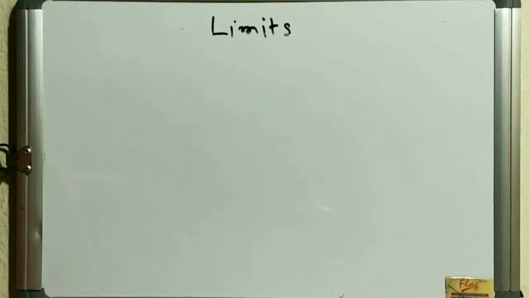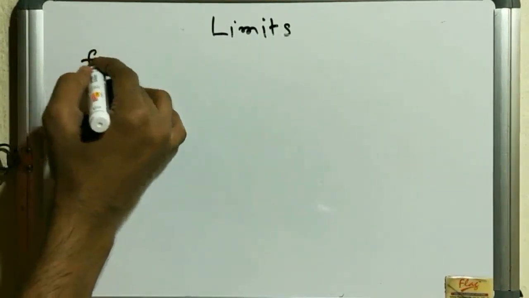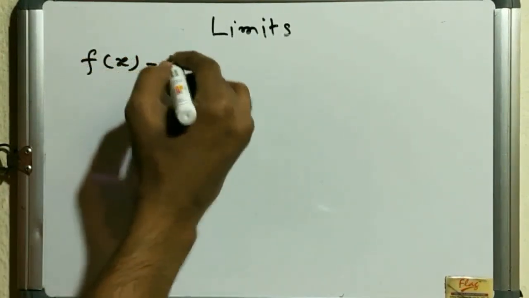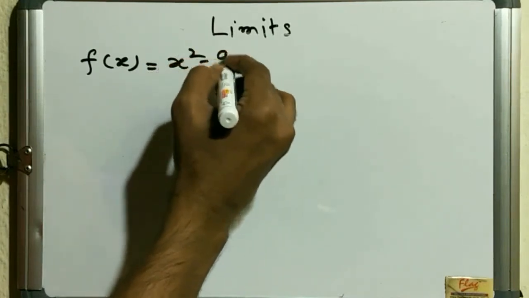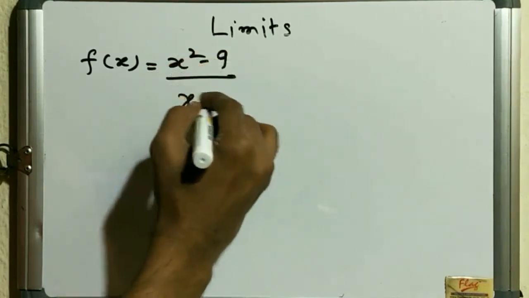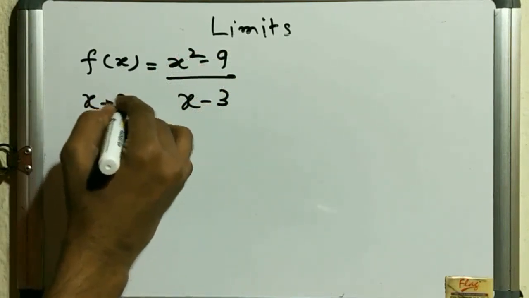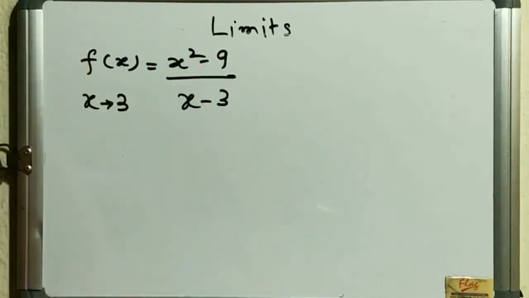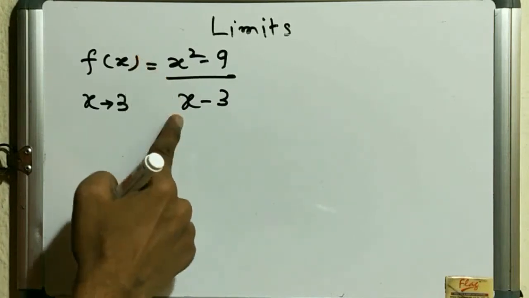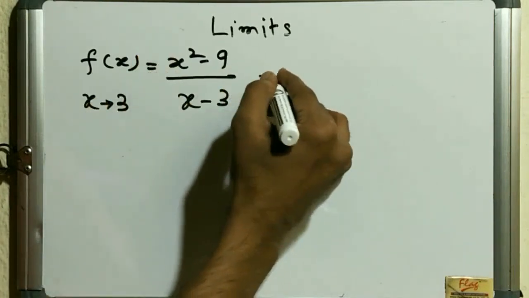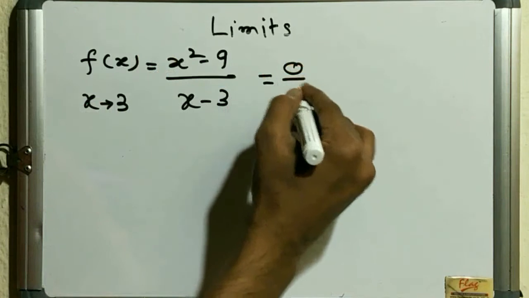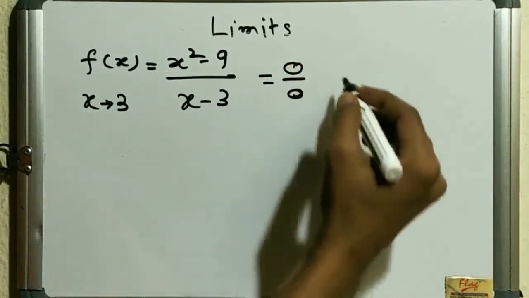To understand limits, let us consider a function f(x) given by (x square minus 9) divided by (x minus 3). We are told to find the value of this function at x equal to 3. When we put x equal to 3 in this function, we get 0 by 0, which is indeterminate.